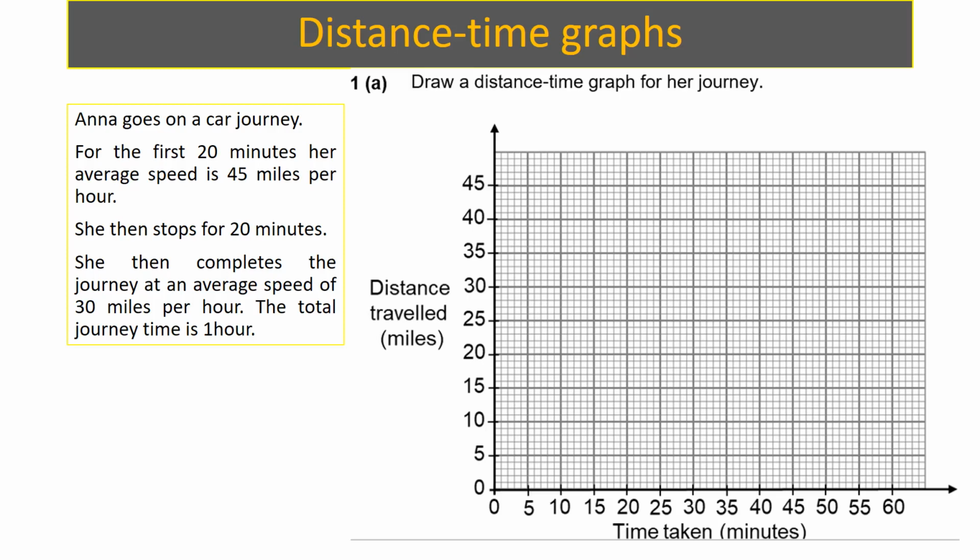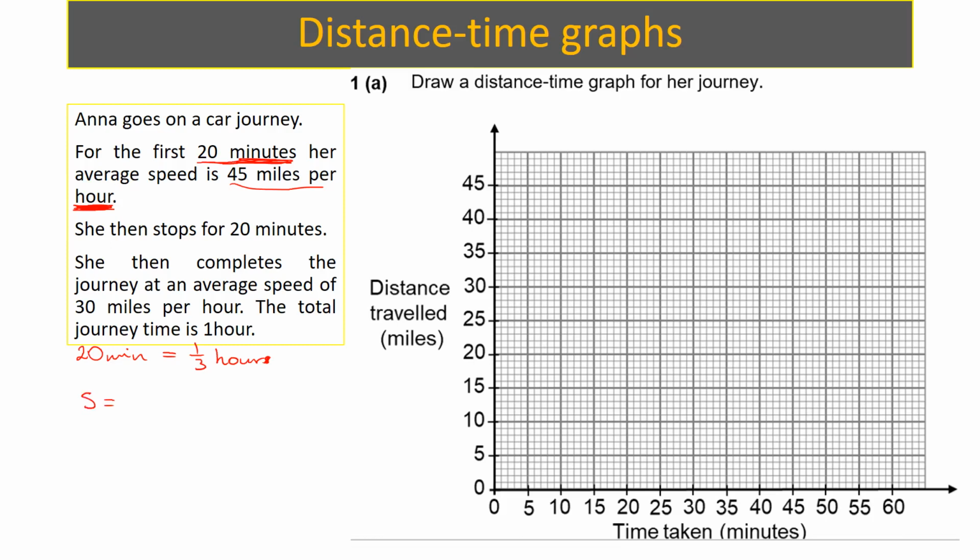So Anna goes on a car journey. For the first 20 minutes, her average speed is 45 miles per hour. Now you need to spot that the time is given in minutes and the speed is given in hours, so we need to convert the time into hours. 20 minutes is 1/3 of an hour. You know that there's 60 minutes in 1 hour, so 20 out of 60 is equivalent to 1/3.